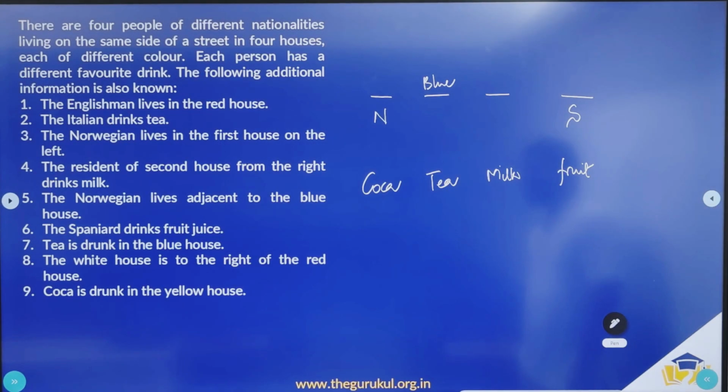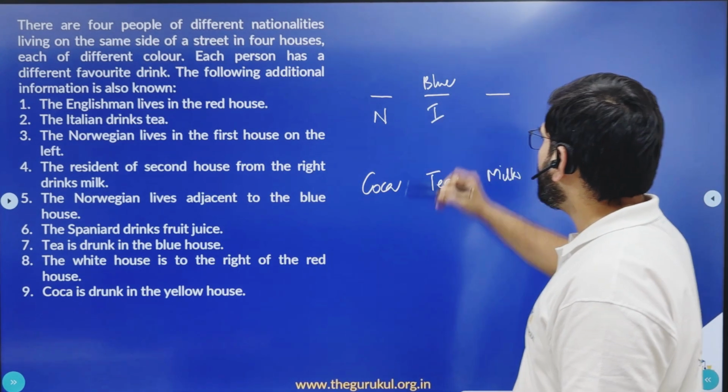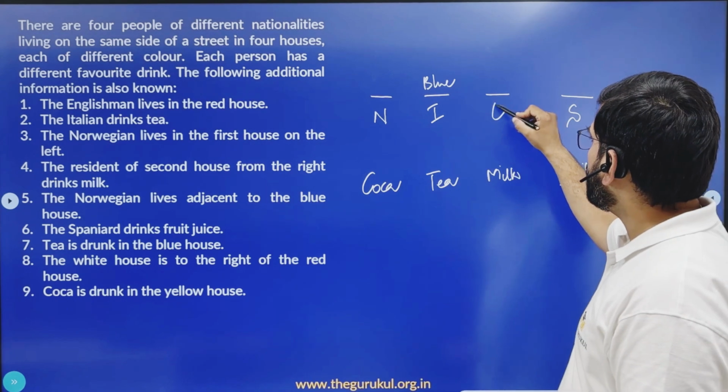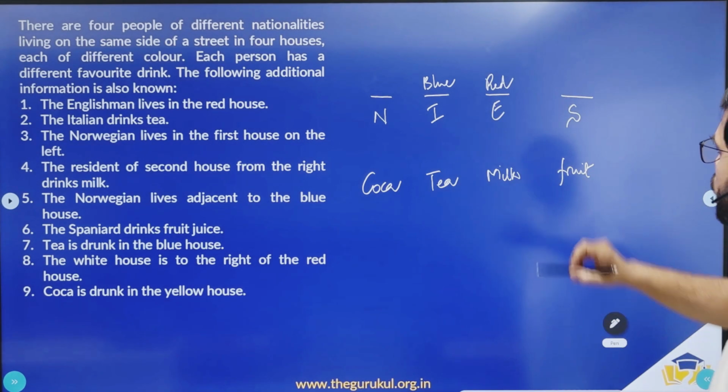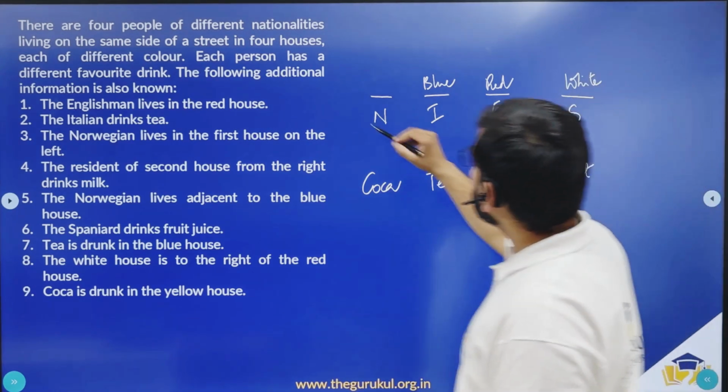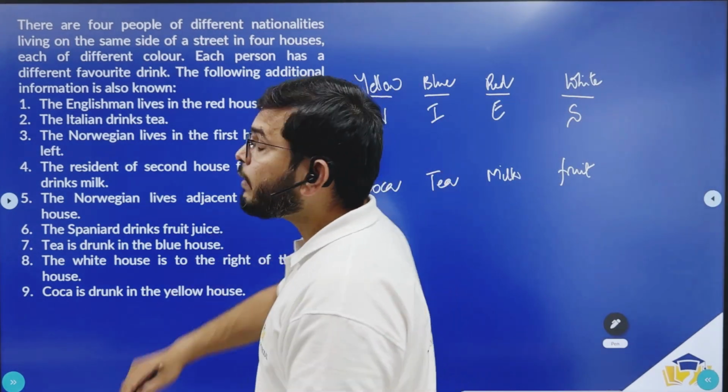Then what? Coming to colors of the houses. The Englishman lives in the red house. Okay. The Italian drinks tea. So this person is Italian. This person is Englishman. Red house, and the white house is to the right of the red house. So this should be white, and this should be yellow, and that completes the set.